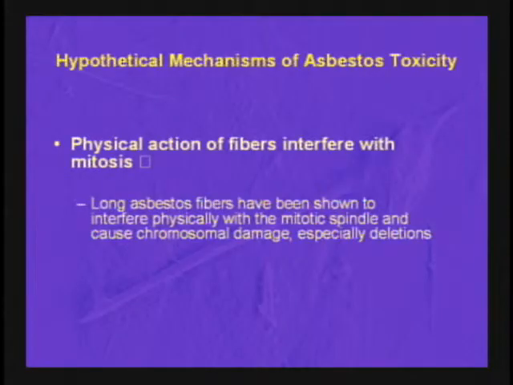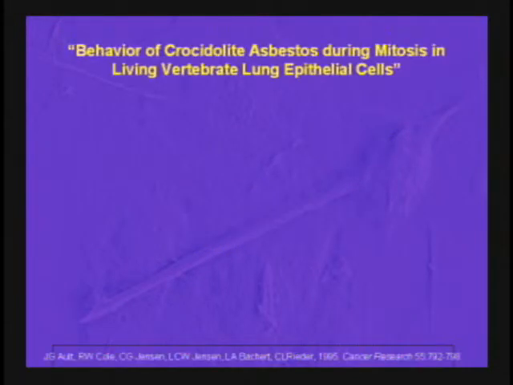Finally, this one's a little bit easier to understand. Long asbestos fibers have been shown to interfere with the mitotic spindle. That is, they interfere with cell division. And 15 years ago, workers in our laboratory published a paper in Cancer Research showing this very phenomenon.